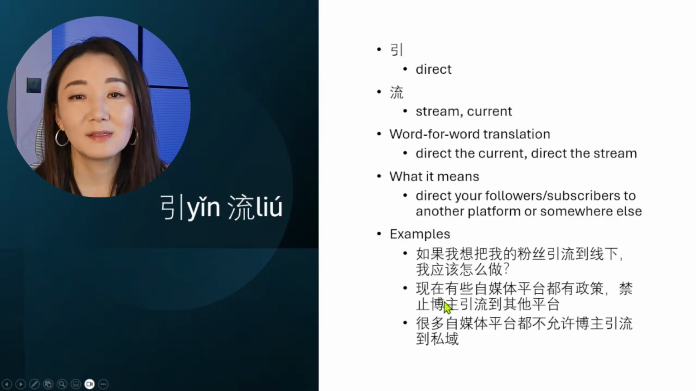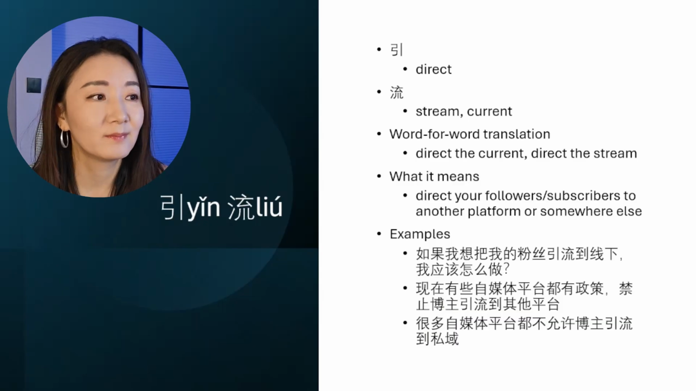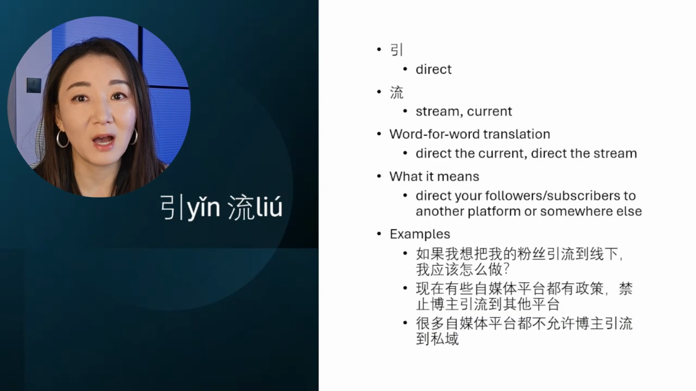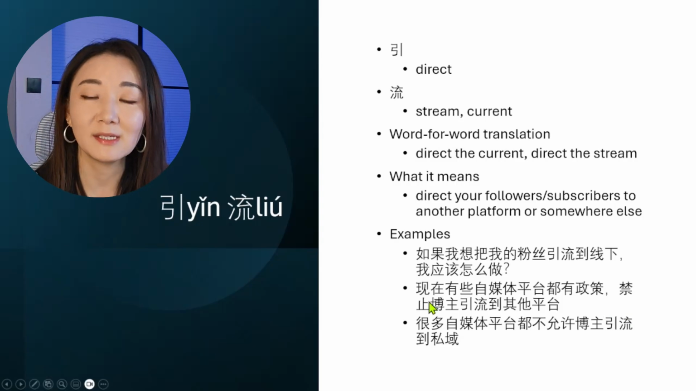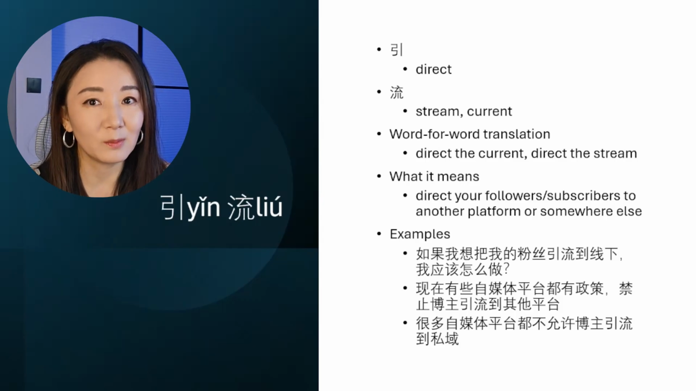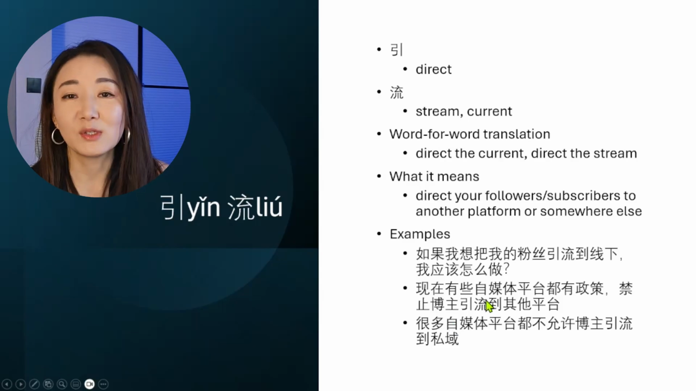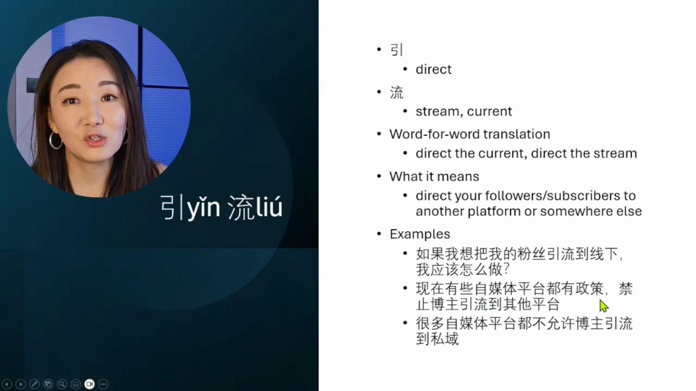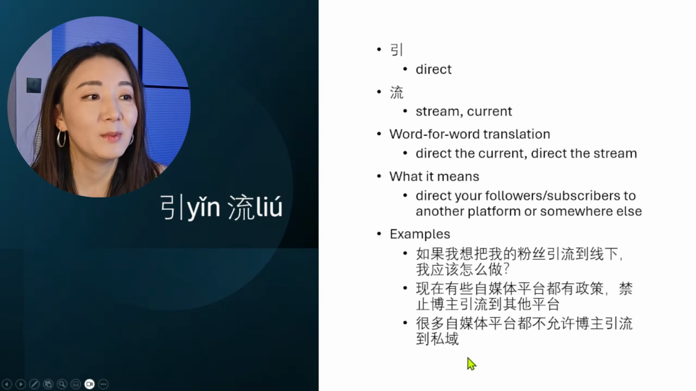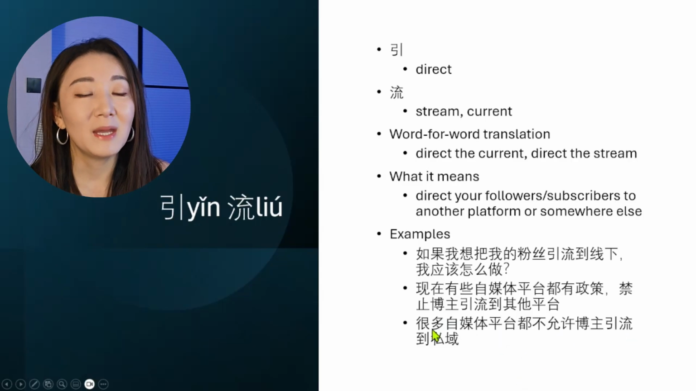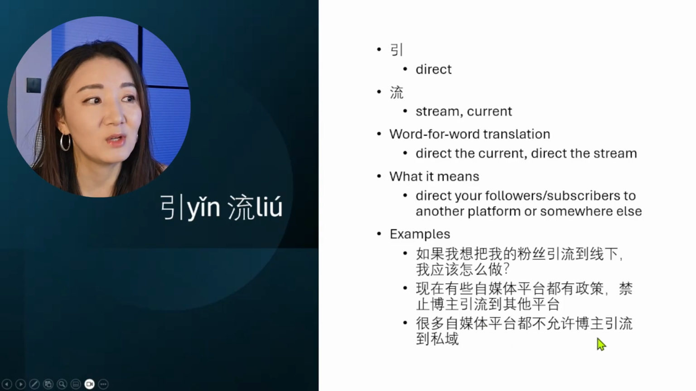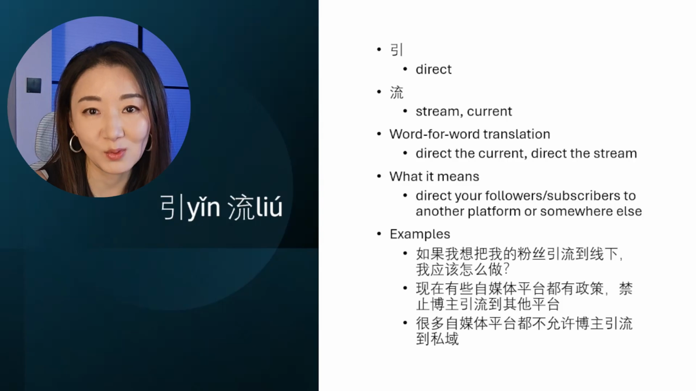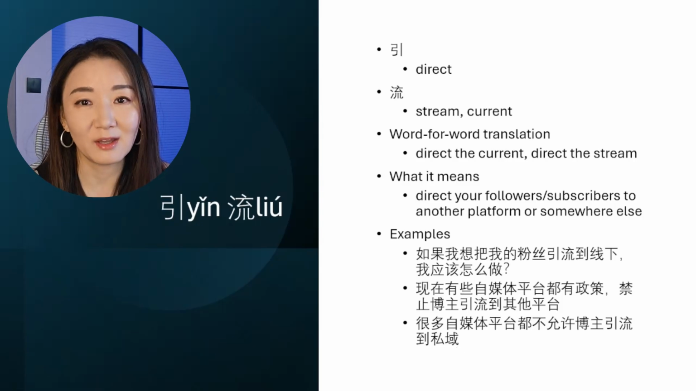Second example, 现在有些自媒体平台都有政策 Nowadays, many social media platforms have their own policies 禁止博主引流到其他平台 They prohibit the content creators to direct the subscribers to other platforms. Let's do the whole sentence again. 现在有些自媒体平台都有政策，禁止博主引流到其他平台。Third example, 很多自媒体平台 many social media platforms 都不允许博主引流到私域。Many social media platforms, they don't allow content creators to direct their subscribers to 私域。私域 means private area or private region.